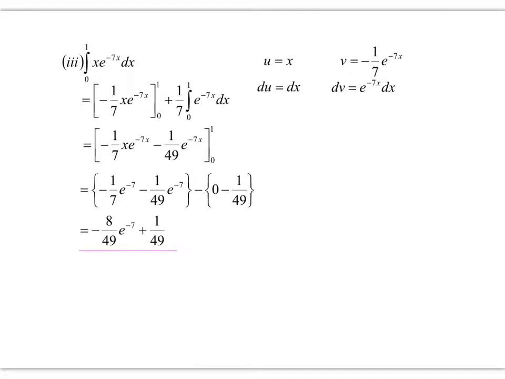And leave your answer in exact form. Don't use your calculator unless the question says answer the integral to a certain number of decimal places or significant figures. So leave it in exact form every single time. Otherwise, the question will specify that.